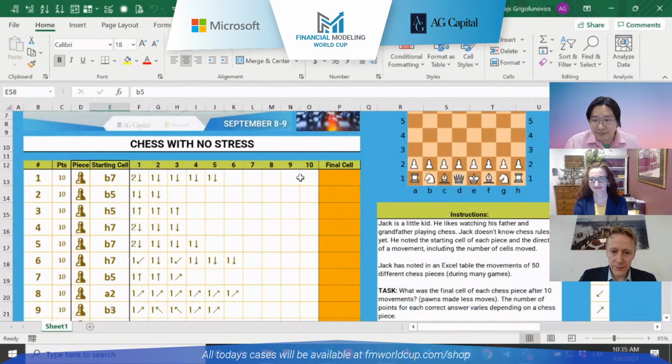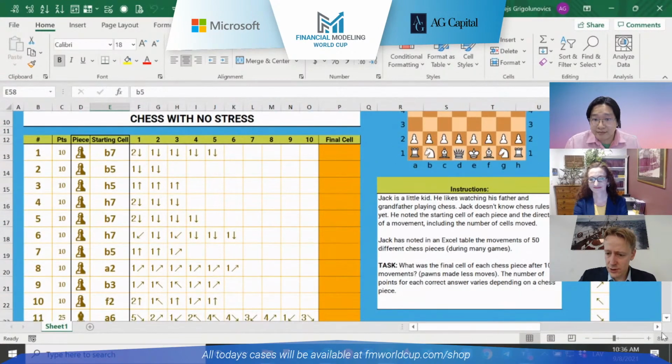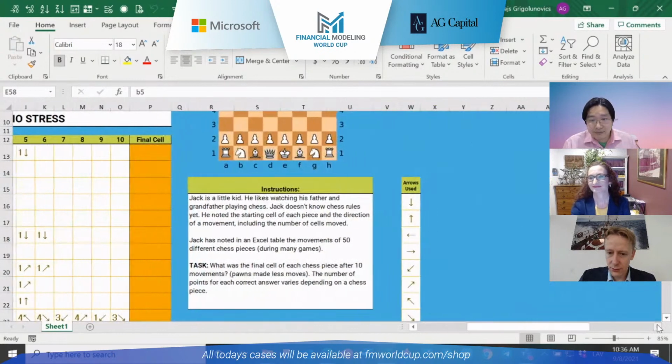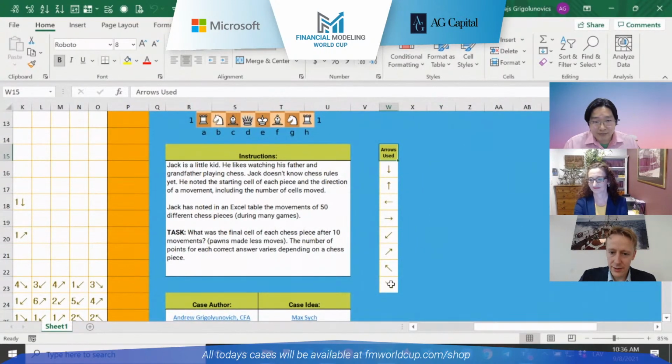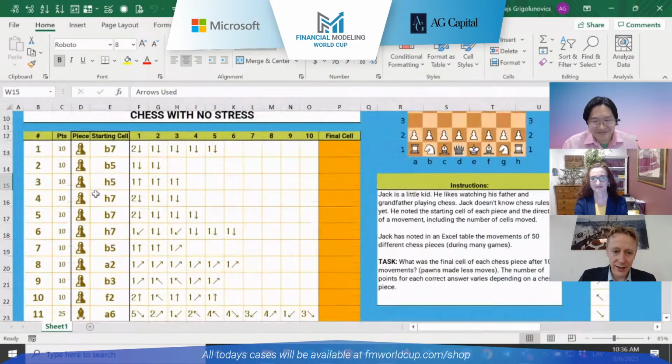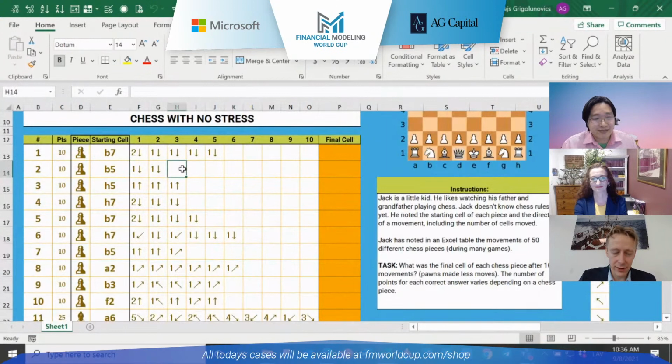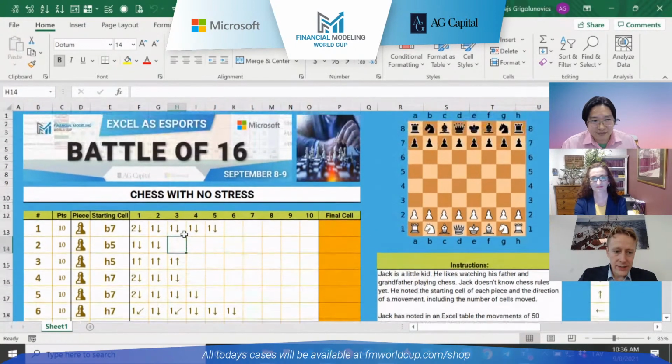There is a maximum of 10 moves per piece, and for your convenience, we have put together the arrows for you to the right of the instructions, so you might save some time by using these cells instead of copying them out. Again, these cells are not merged; we have just played with the cell width and cell height. So a total of 50 games, a total of 1,000 points.